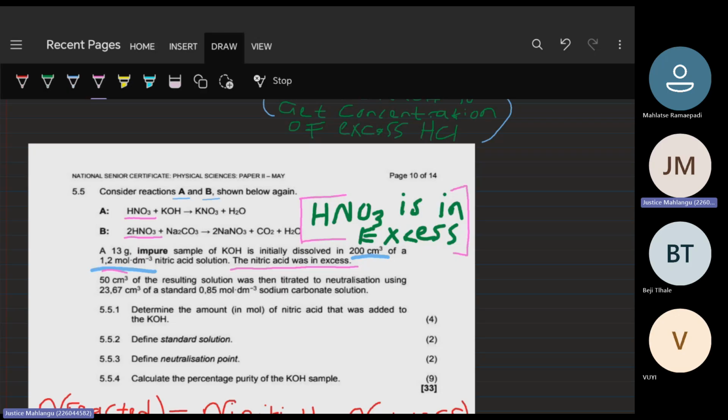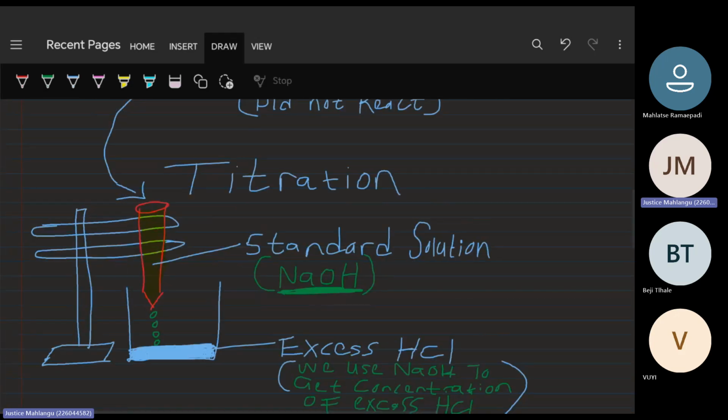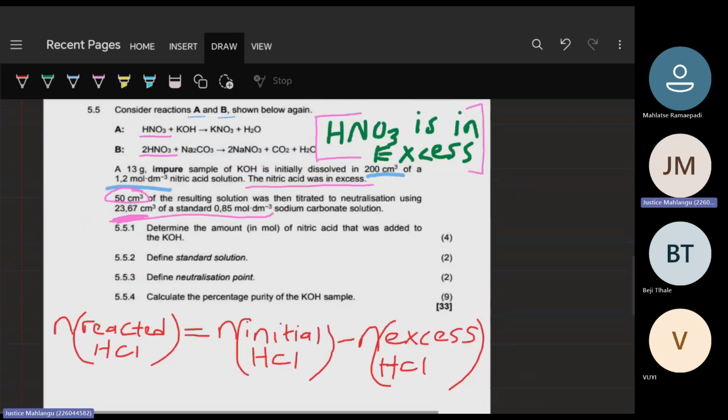In the second statement, they're saying 50 cubic centimeter of the resulting solution was titrated to neutralization using 23.67 cubic centimeter of a standard solution. So we're given the standard solution here. I told you about the standard solution. It is the one that we put in the burette. Okay, but let's see how that works. The standard solution here is the sodium carbonate solution.